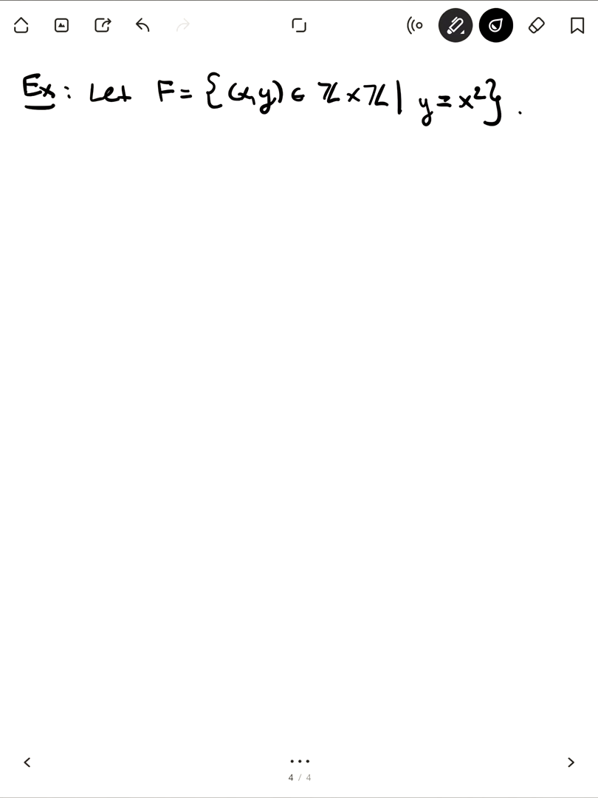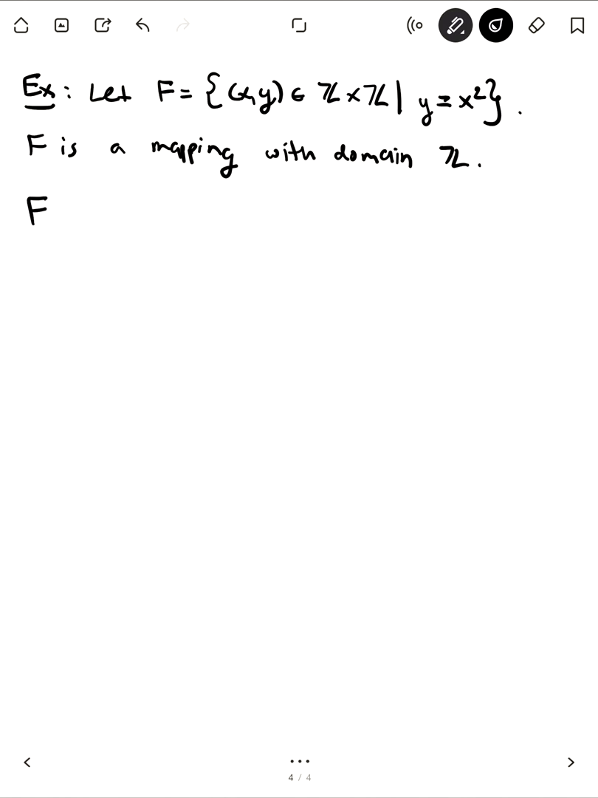Okay, so let's look at an example now. So let capital F be equal to the set of ordered pairs (x,y) taken from the Cartesian product of the integers with itself, such that y equals x squared, right? So F is a mapping with domain integers, okay?